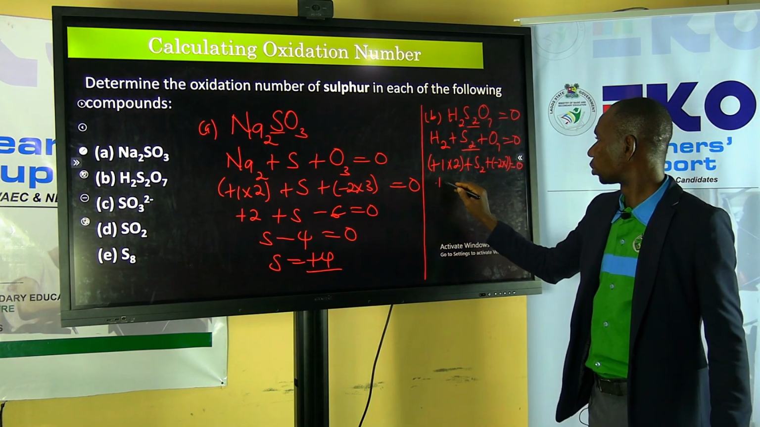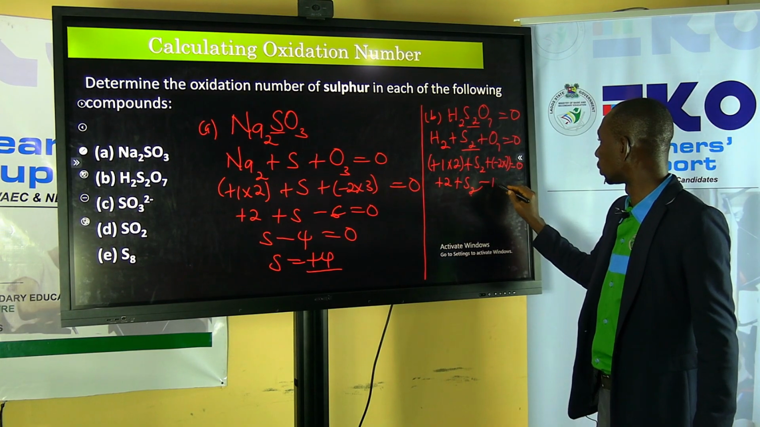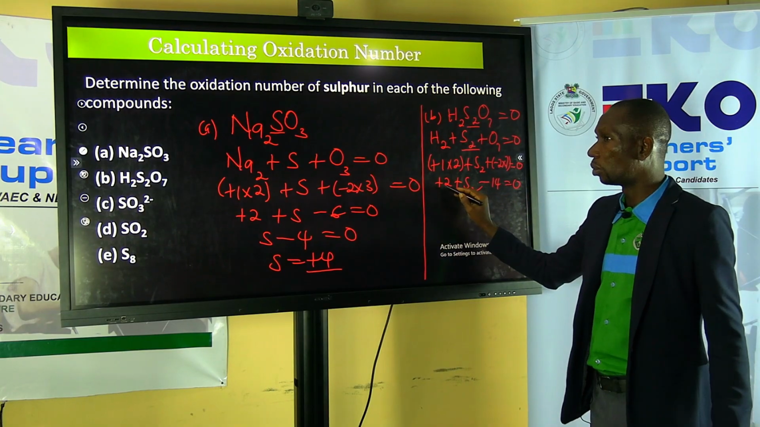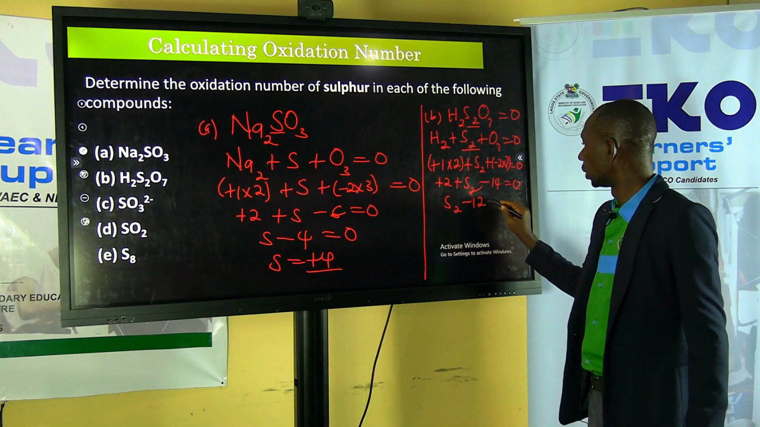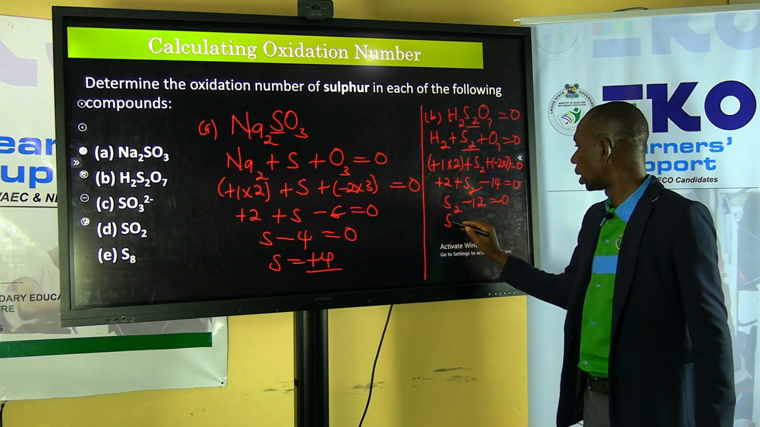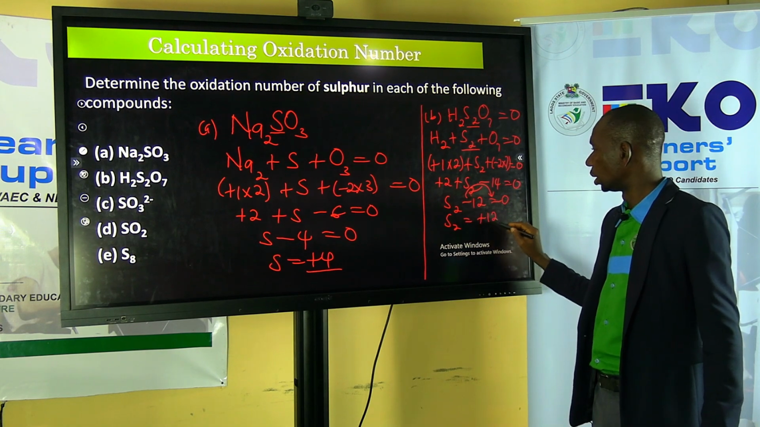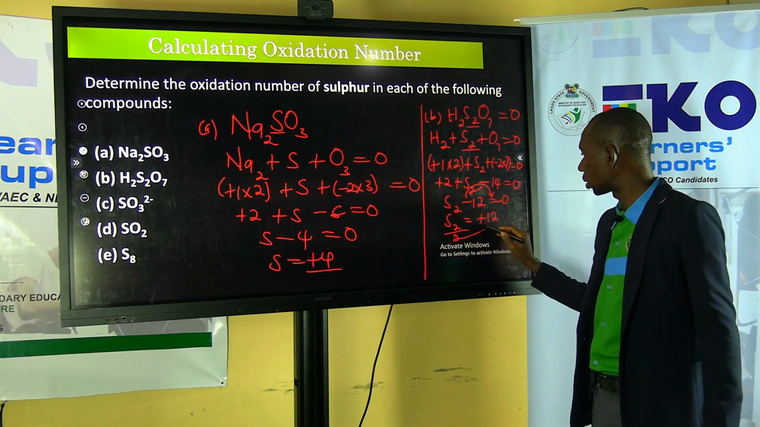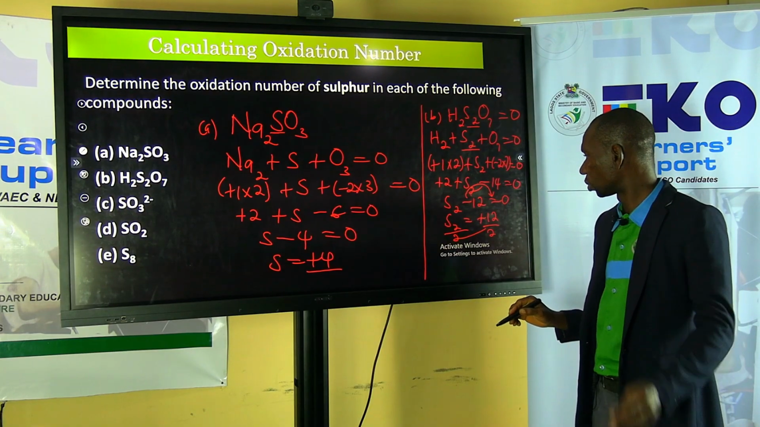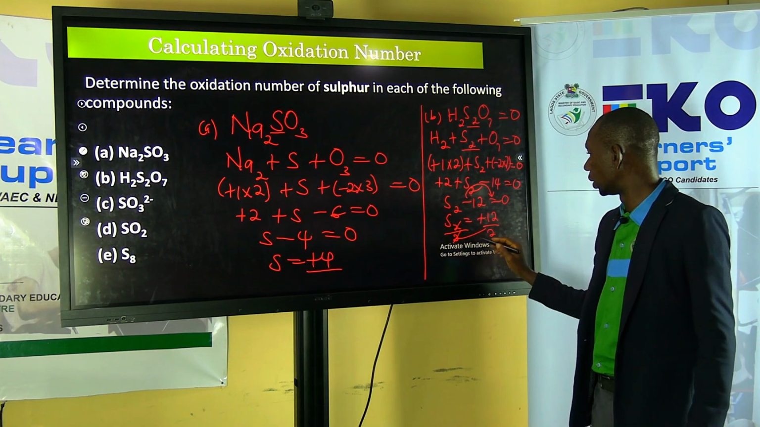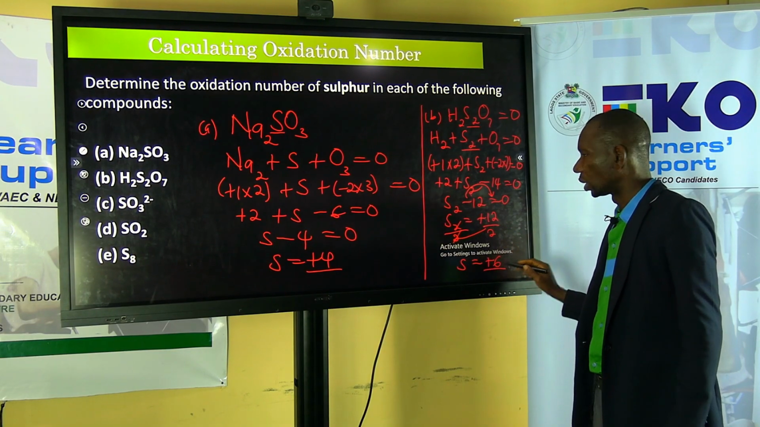So this is plus 1 times 2, plus 2, plus S2, plus minus 2 times 7, that is 14, equals 0. When you take away plus 2 from minus 14, you are going to have S2 minus 12 equals 0. Okay, S2, by taking this to the other side, becomes plus 12. If you divide both sides by 2, because you have to find the oxidation number of the sulfur atom, not disulfur, then sulfur is going to be equal to plus 6.